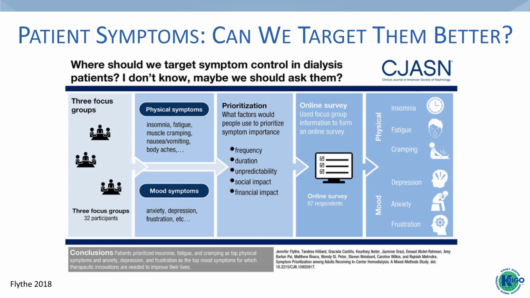So this is some work from Jennifer Flythe, who's been a key contributor to the area. And I think it really raises this question: where should we target symptom control in dialysis patients? Maybe we should ask the patients themselves rather than just second guess what their problems are. So she developed focus groups that looked at both physical symptoms and mood symptoms, and then prioritised these symptoms based on their frequency, duration, and their impact, both social impact and financial impact. And then did a survey to a larger number of respondents.